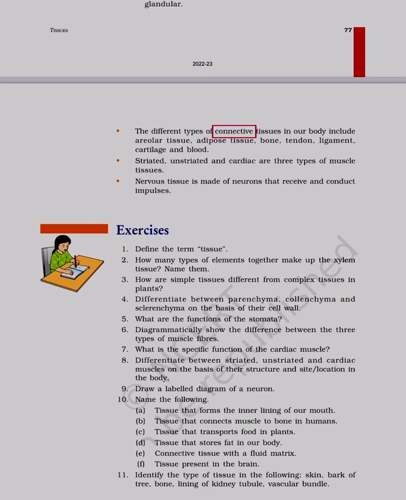The different types of connective tissues in our body include areolar tissue, adipose tissue, bone, tendon, ligament, cartilage and blood. Striated, unstriated and cardiac are 3 types of muscle tissues. Nervous tissue is made of neurons that receive and conduct impulses.